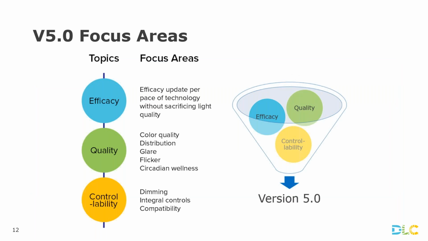While our last major revisions have emphasized efficacy improvements, this one is different. Here we are emphasizing quality of light and controllability. That includes adding new requirements or aspects to the requirements that address color quality, light distribution, glare, flicker, circadian wellness, as well as lighting control aspects of dimming, integral controls, and compatibility.